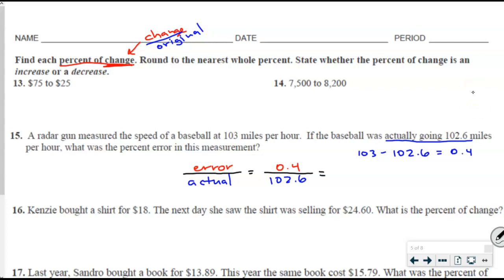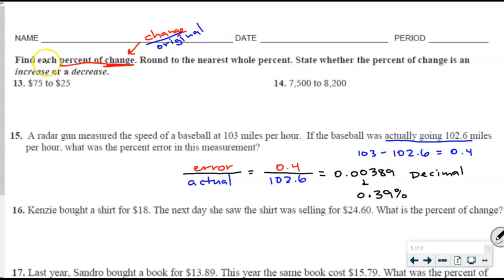Anyone have that? I have it already. Luke, what did you get? Good. 0.00389. Now, this isn't the percent yet, right? This is just the decimal, but we need to convert that decimal to a percent. So as a percent, that is going to be 0.39%. You guys okay with that rounding? Okay. All right, now we'll go back to 14.